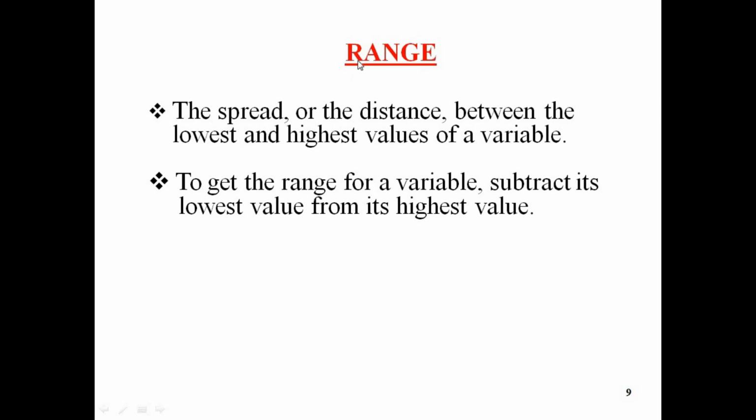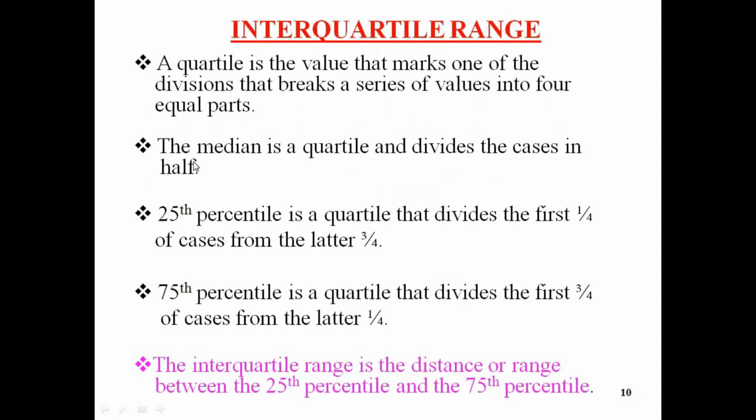So this is a measure of dispersion. The spread or the distance between the lowest and highest values of a variable is called the range. To get the range for a variable, subtract its lowest value from its highest value. That means we can say maximum minus minimum. This is the range. What is the interquartile range?